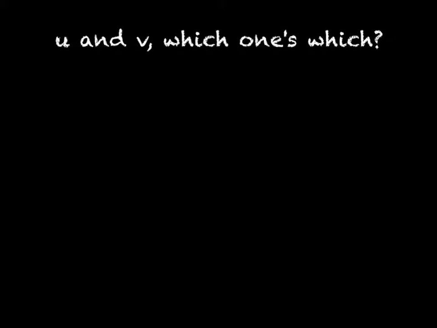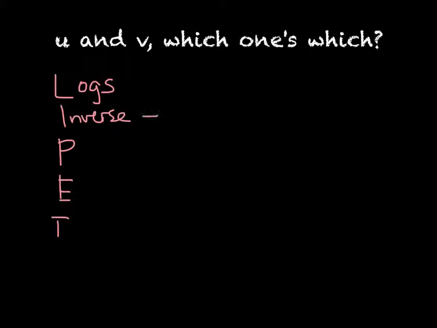So how do we know which part of the function is u and which part is v? There's a little acronym that can help us. It's called LIPET, and it stands for logarithms, inverse trig, polynomials, exponents, and trig.